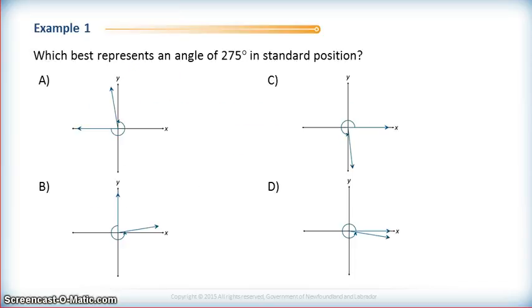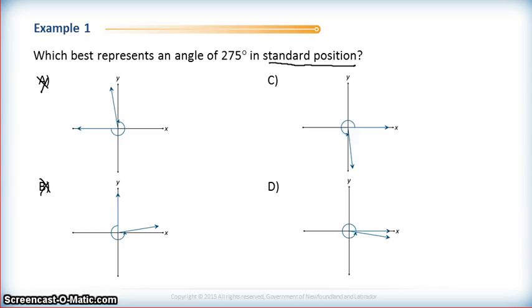In this first example, which best represents an angle of 275 degrees in standard position? Well, standard position is important because we have to have our initial arm on the positive x-axis. That rules out A because the initial arm, the place where we start measuring the angles, is on the negative x-axis. Likewise, option B is ruled out because the initial arm is on the positive y-axis. That leaves us with C or D.